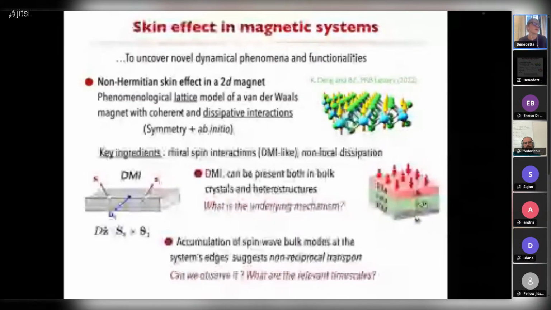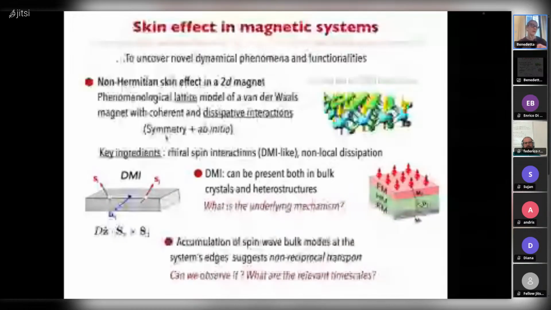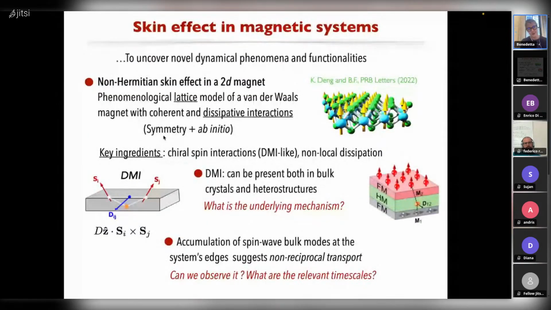And I don't think it's a coincidence, simply because it's an extremely complex problem to tackle microscopically. I think a PhD student could lose 2 years focusing on a specific material and all the possible mechanisms that will eventually dissipate angular momentum. So we took a very different approach, and we said, okay, let's consider this 2D van der Waals magnet. Now, I know exactly how to write the coherent part of the Hamiltonian.